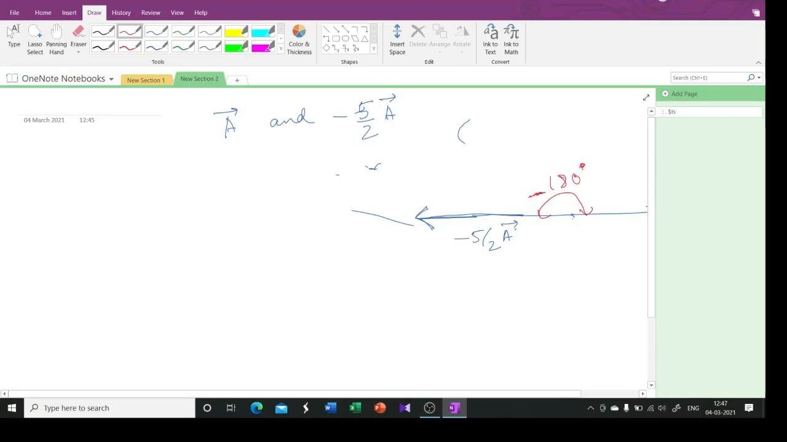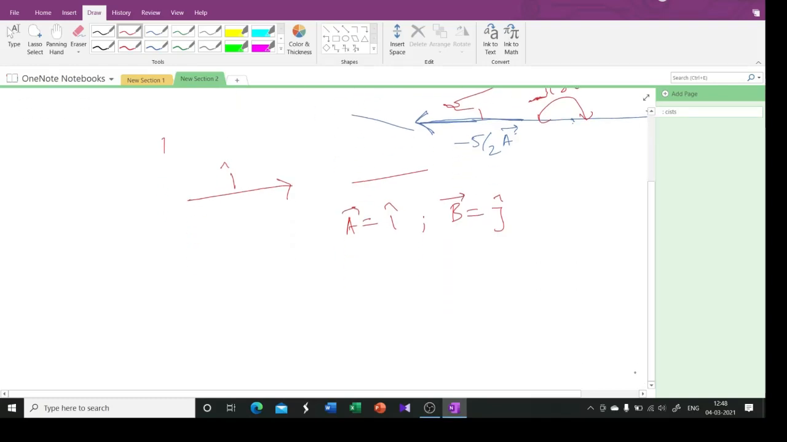Okay. So suppose we have a vector A equal to I cap and B equal to, let's say, J cap. You tell me what is the angle between these two vectors. 90 degrees, isn't it? Because they form the x and y axes of the Cartesian system, right?